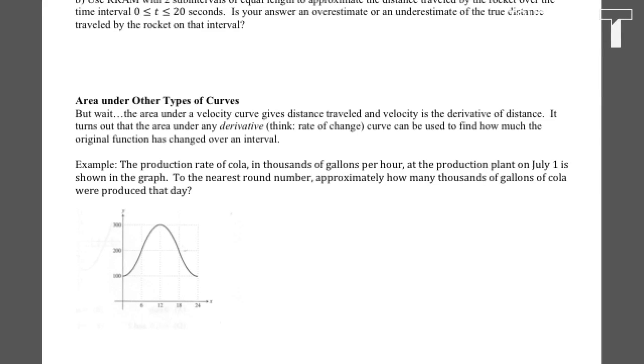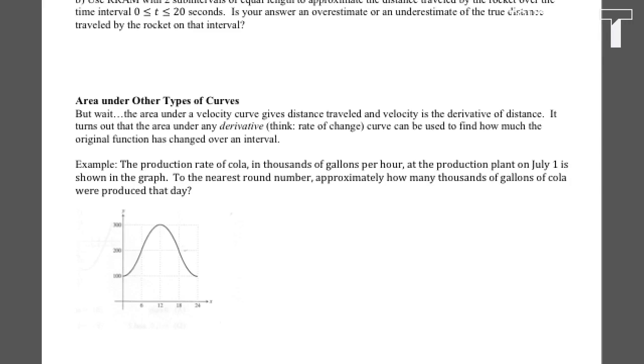So here's the cool thing. We know we can find the area under a velocity curve to figure out distance traveled. We can find the area under any rate curve to find out how much the original function has changed over that time interval. So this is an example. The production rate of cola in thousands of gallons per hour is shown in this graph. To the nearest round number, how many thousands of gallons of cola were produced that day?